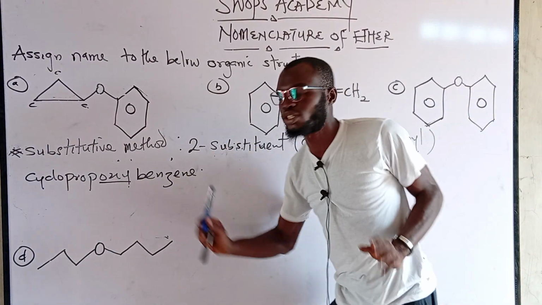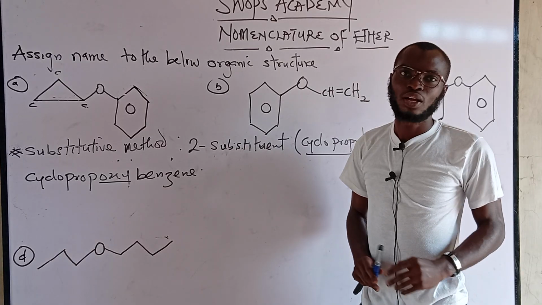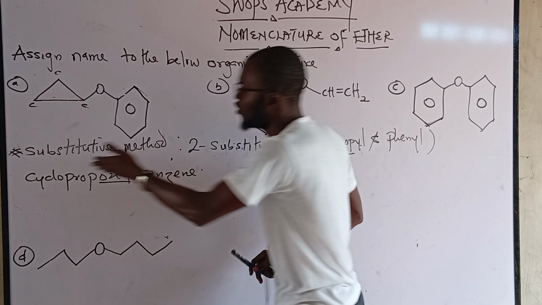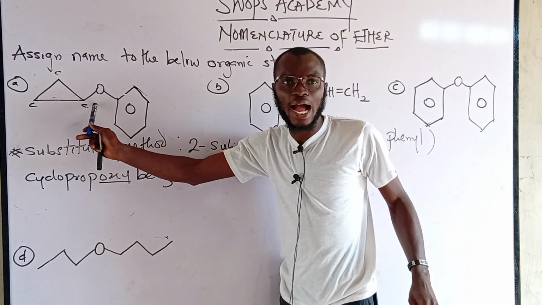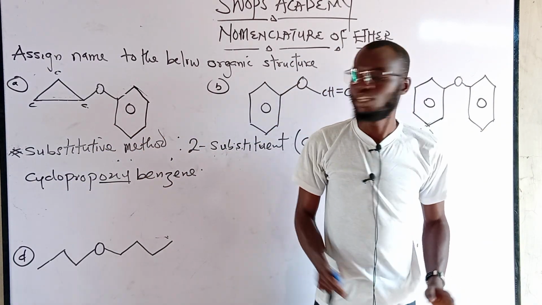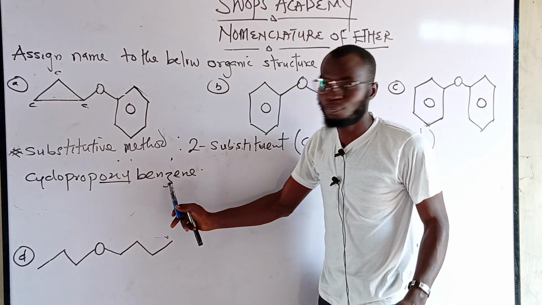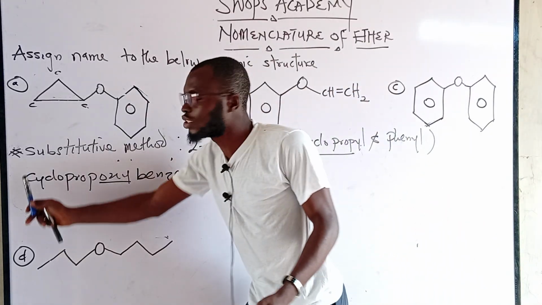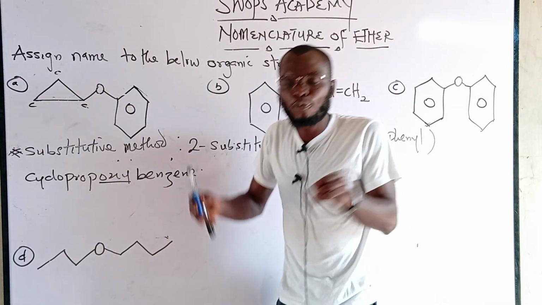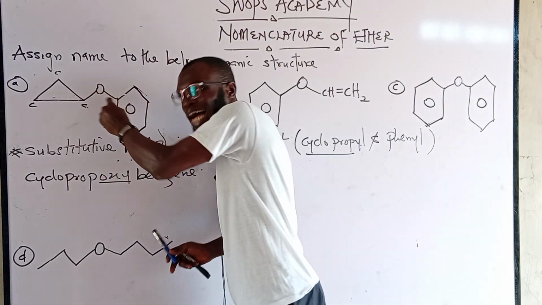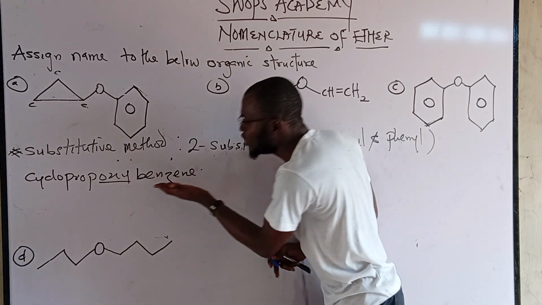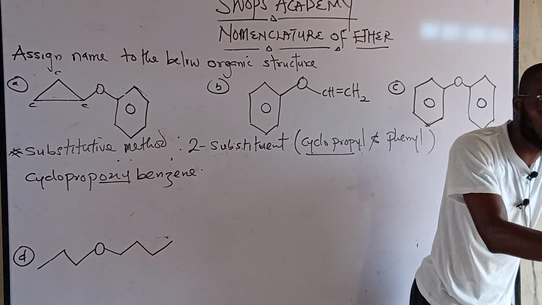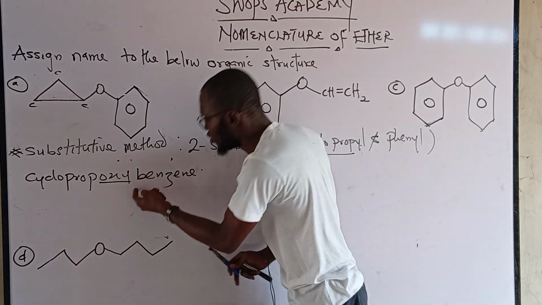Are we together? Now let's see the functional way of attaching a name to this one. Am I communicating? The functional way of attaching a name, this is the first method. In the functional method, you make ether the parent name. You know here, what am I making the parent name? This is the parent name. That is what we mean by the parent name. So in this functional approach, you make the ether that we are talking about the parent name. That means ether will be the one that will end whatever substituent you name, not benzene.